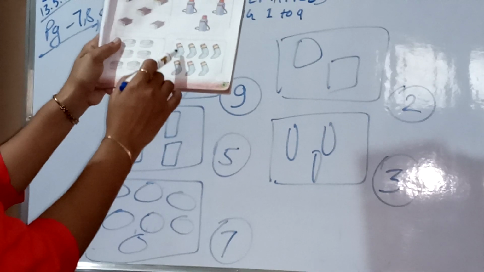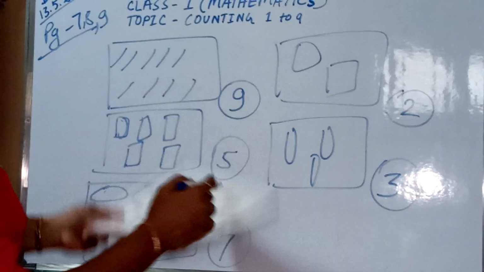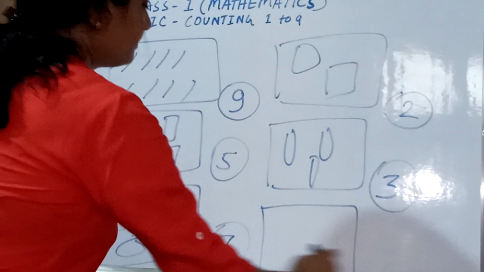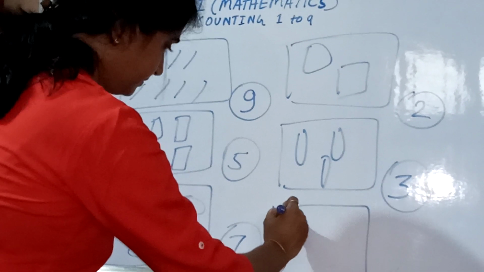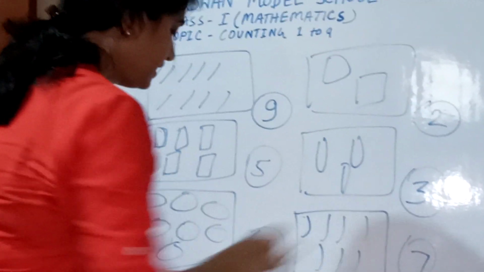Now, how many pairs of socks over here? Just count the pairs. 1, 2, 3, 4, 5, 6, 7. 7 pairs of socks. Write down over here, 7.